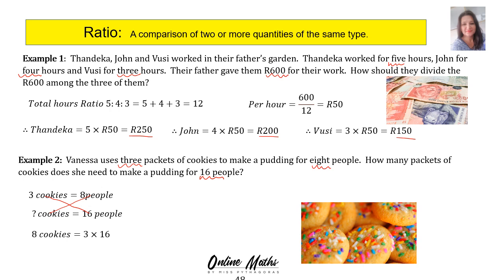And then 3 times 16 is 48. And then what you do is you want cookies alone. So you divide by 8 this side. And what you do on the left, you do on the right. And then you will also divide by 8 that side. Therefore, your answer is 48 divided by 8, which is 6. So 6 packets of cookies will be needed to make a pudding for 16 people.